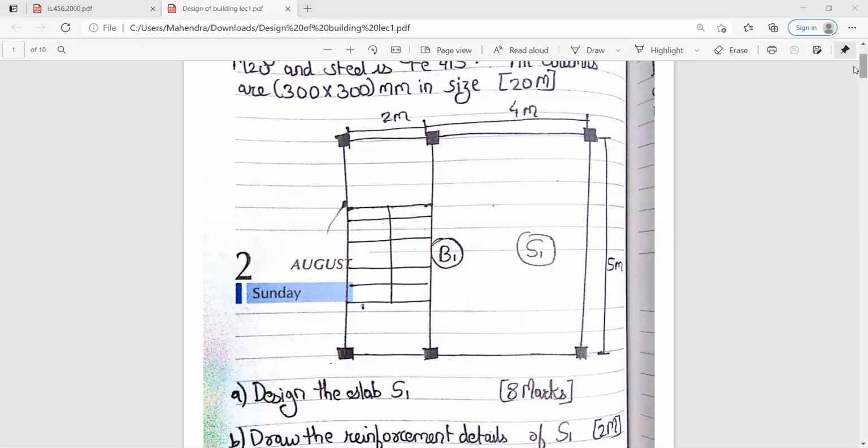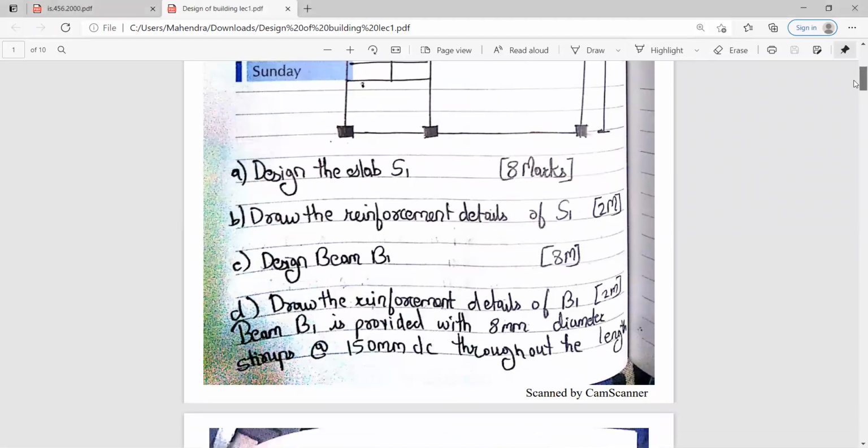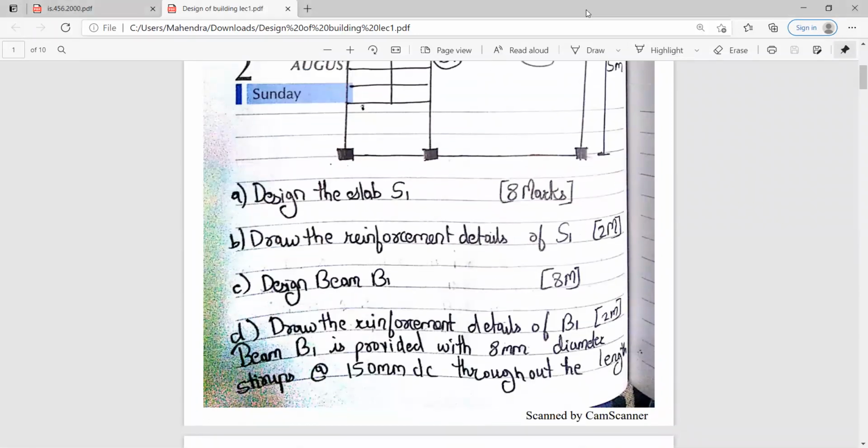Okay. So note down this one, the bifurcation of your question, that is design for the slab and design for the beam. Design for the slab and the beam comes up for 8 marks, and the reinforcement details being done for S1 and B1 is for 2 marks. So like this the total consists of 20 marks.